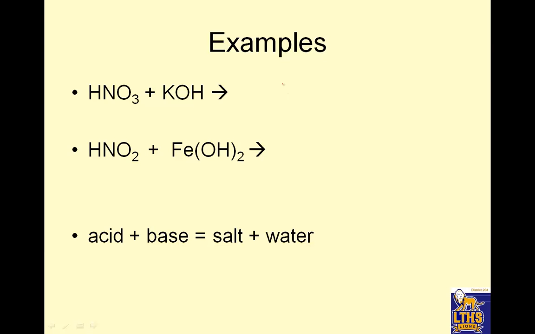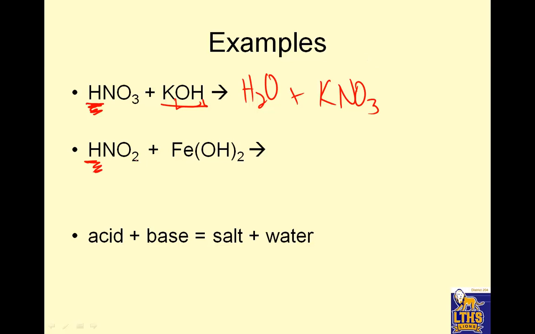Examples. HNO3 plus KOH. I'm an acid, and I'm a base. So I'm going to get H2O, water, and a salt, KNO3. K is plus 1, nitrate is minus 1. I memorized those.